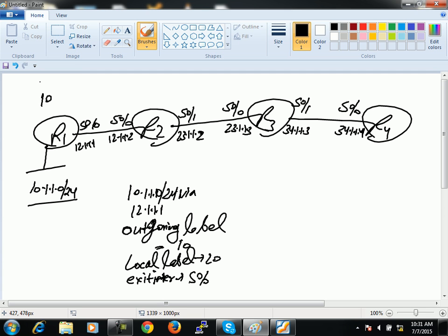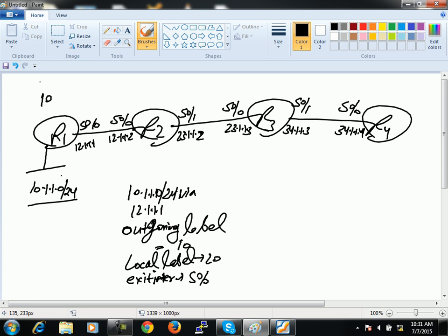In terms of data, not in terms of prefix, because it received the prefix on S0/0. For the prefix it is the incoming interface because it received this prefix on this interface. But with respect to data, this interface will be known as the outgoing interface. In the same manner, we received label number 10 for this prefix on this interface, so it should be the incoming label, but in terms of data, this label will be known as the outgoing label.